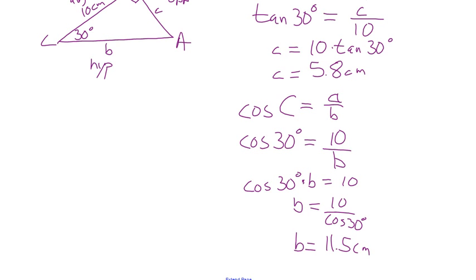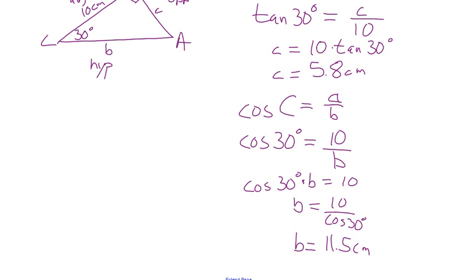Okay. Does it make sense? Is it longer than either of the other two sides? It should be the longest side, right? So 11.5 is a bigger number than 8 and 10, so from that point of view, it at least fits. Yeah, it could be wrong.